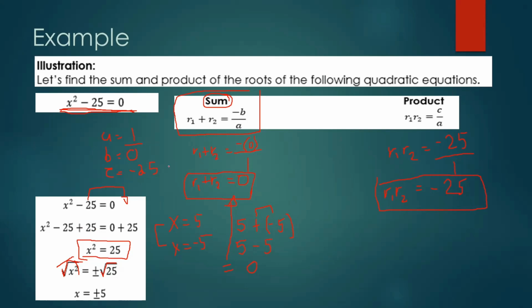So now let's check the product. So we have x is equal to 5 and x is equal to negative 5. So what we are going to do is to multiply. So 5, or positive 5, times negative 5 is equal to negative 25. So, if you notice, it is also the same as our answer here. So, we can use this formula to find the product. So, this is how we get the sum and the product of the roots of the following quadratic equation. So, thank you for listening and I hope you've learned.